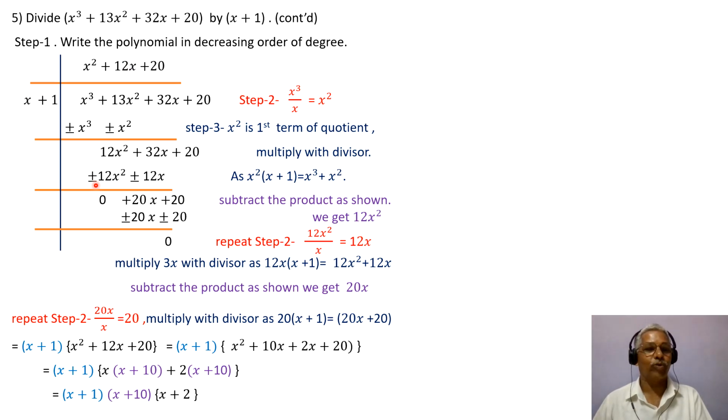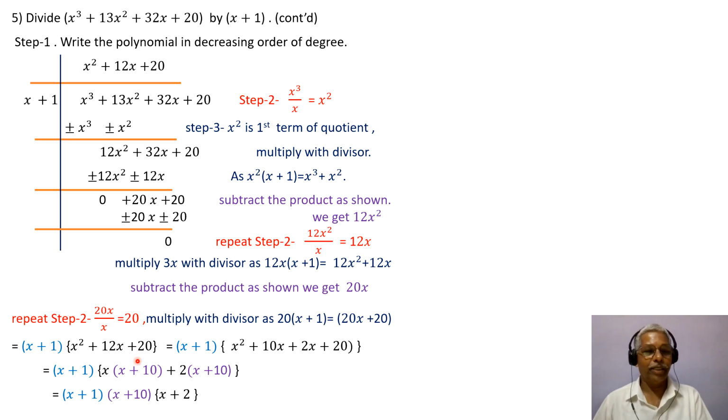12x into x is 12x square, and 12x into 1 is 12x, so change the sign. This cancels with this, and you are left with 32x minus 12x is 20x. Carry this 20, and again same thing, 20x upon x is 20, write it here. 20 into x is 20x, 20 into 1 is 20, change the sign, and the remainder is 0. So the factors are x plus 1 and this x square plus 12x plus 20.